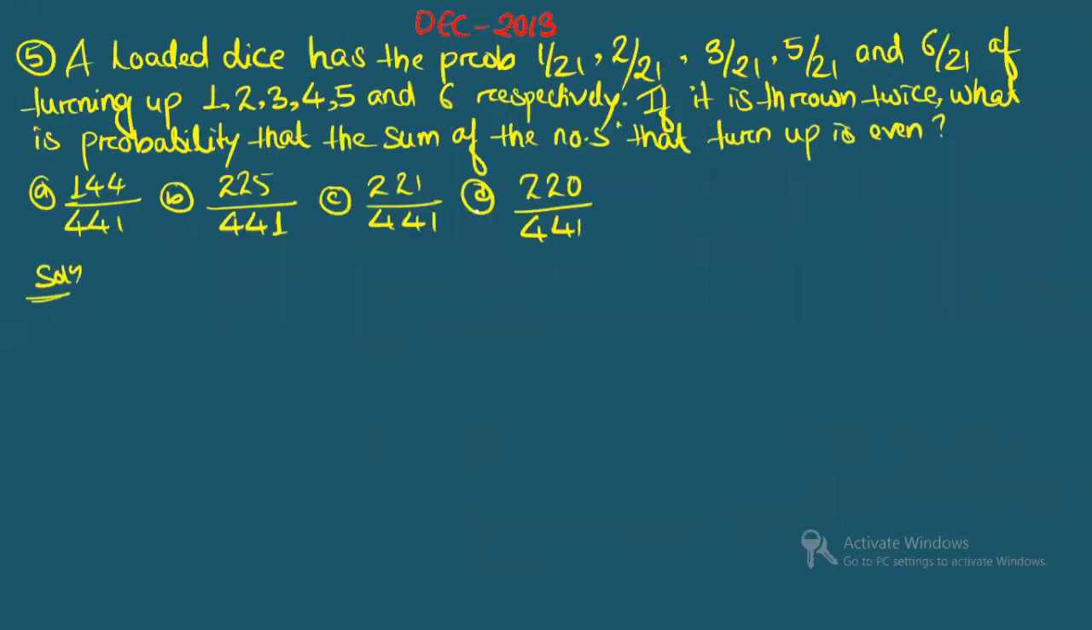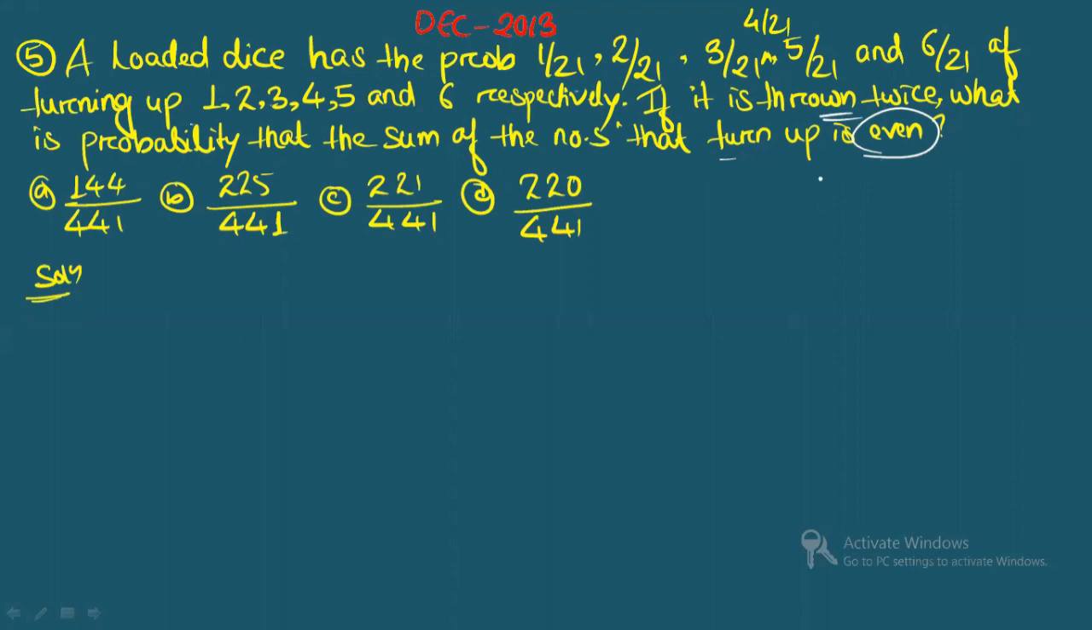Okay, now we will see the next question. Question number 5 says a loaded dice has the probability 1 by 21, 2 by 21, and so on up to 6 by 21, for turning up 1, 2, 3, 4, 5 and 6. If it is thrown twice, what is the probability that the sum of the numbers that turn up is even? So for 1 it is 1 by 21, for 2 it is 2 by 21, and so on.